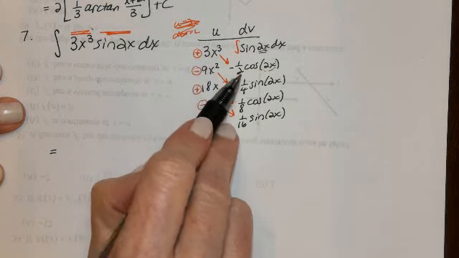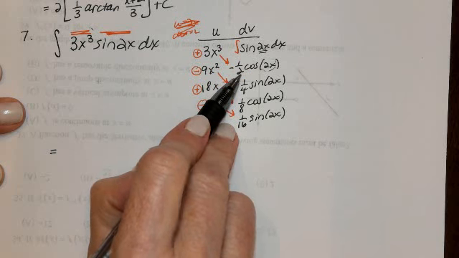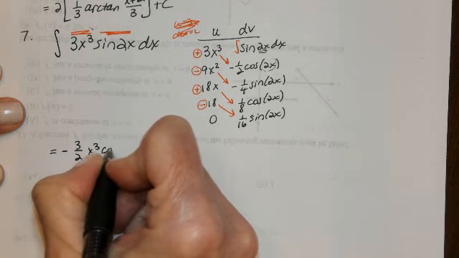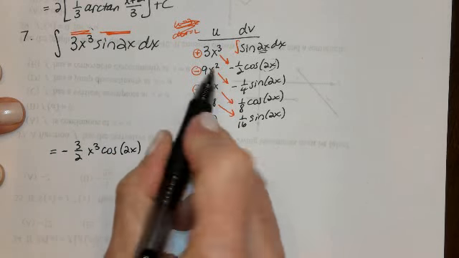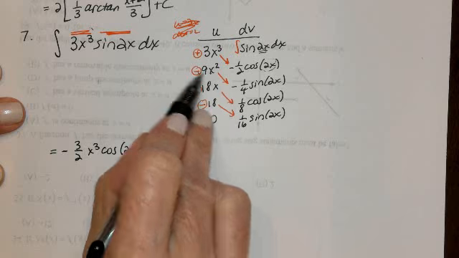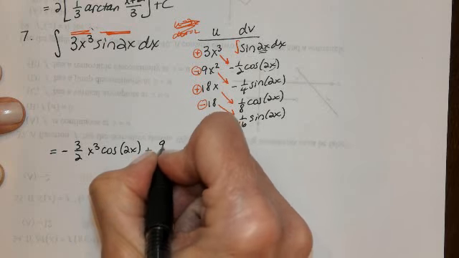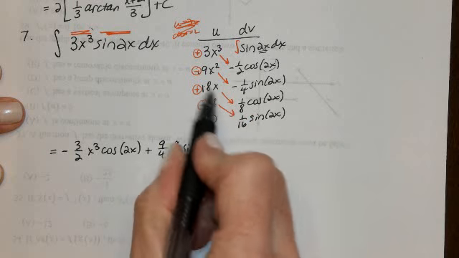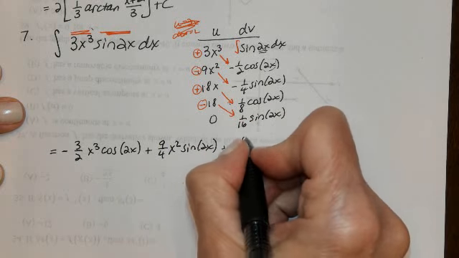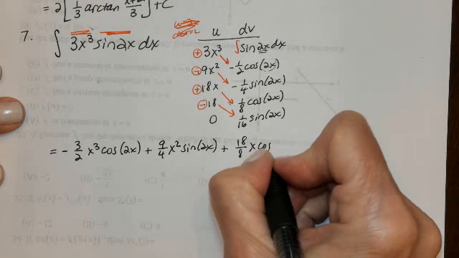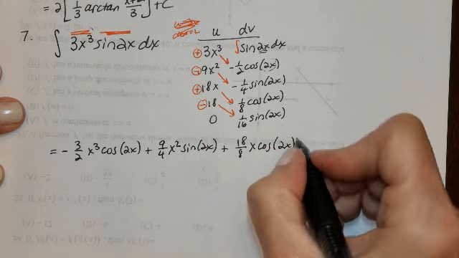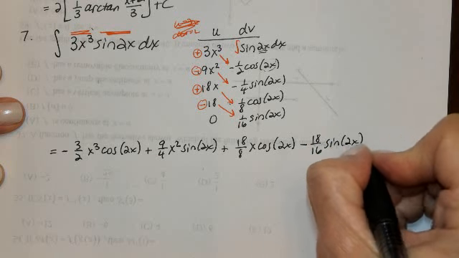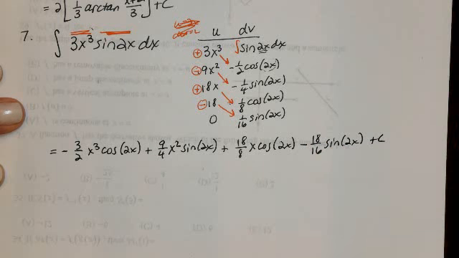Positive 3x cubed times negative 1/2 cosine of 2x. That'll be a negative 3/2 x cubed cosine 2x. And then go to the next piece. Negative times a negative is a positive. 9/4 x squared sine 2x. And here we'll have positive 18/8 x cosine 2x, and then negative 18/16 sine 2x plus c. Okay.